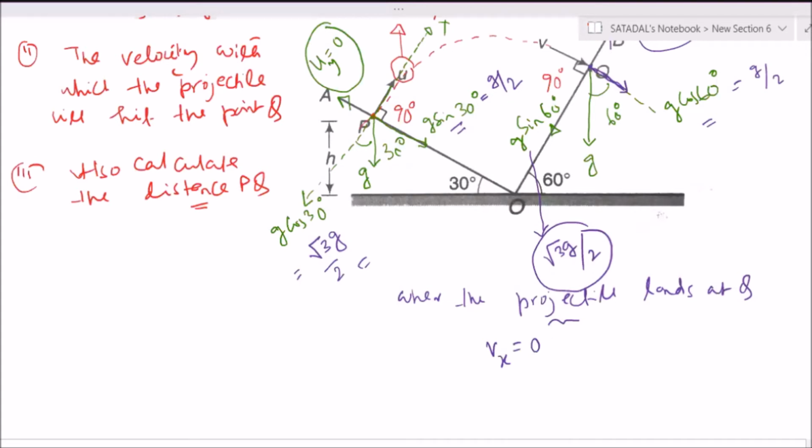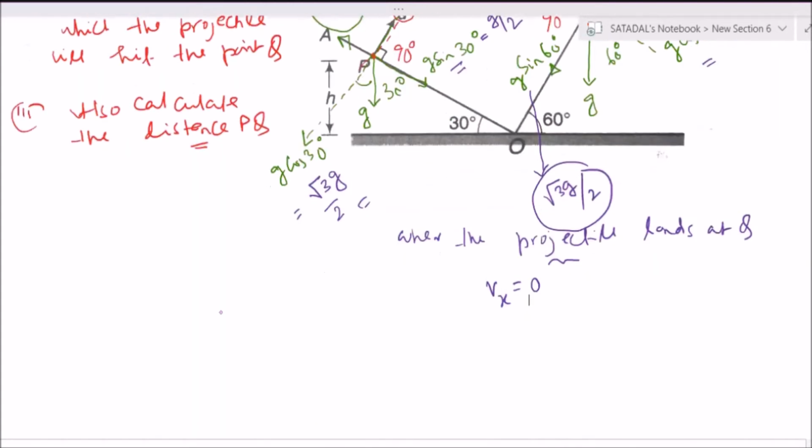Now, what do I write about Vx? I write Vx is equal to Ux plus Ax into t. This factor is equal to 0. So I can write 0 is equal to Ux, means 10 root 3, minus what is Ax? Ax is either this factor or this factor. So Ax, I will write over here too.